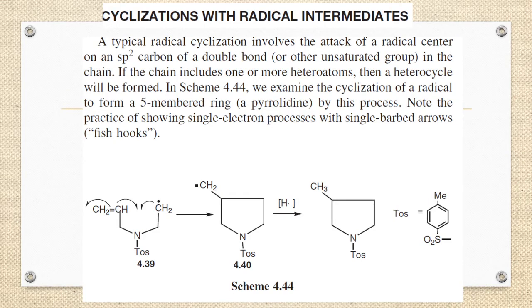So we look at cyclizations with radical intermediates now. When we look at cyclizations with radical intermediates, as the name suggests, the cyclization involves an attack on a radical center that will be on an sp2 carbon. We know that radicals can be sp3 or sp2, but in this case it will normally be a radical center that will attack the sp2 carbon of a double bond, creating basically a chain, just like as shown in this slide.